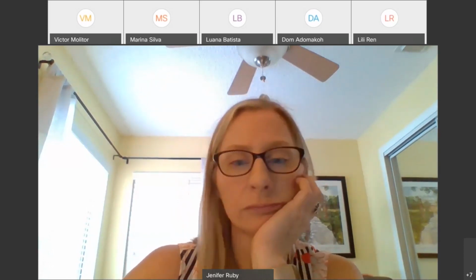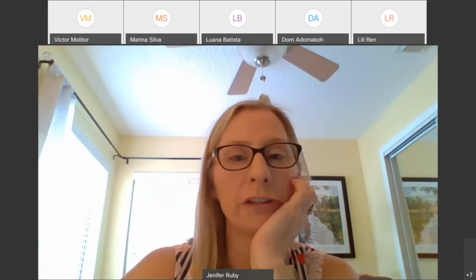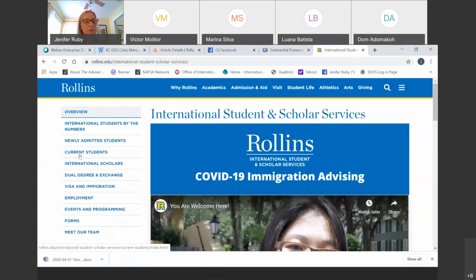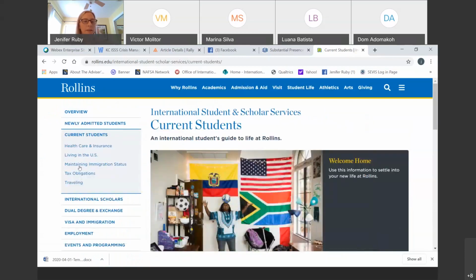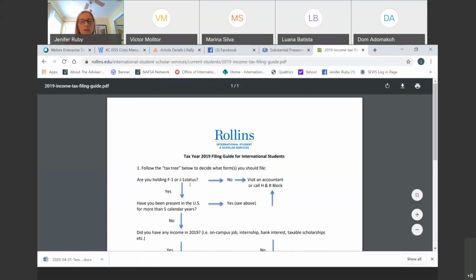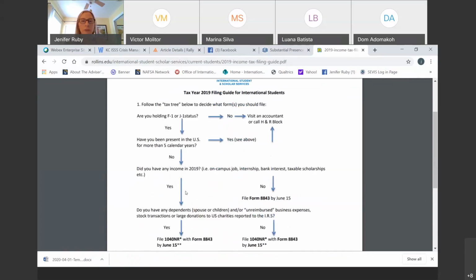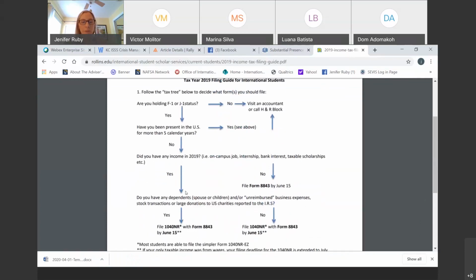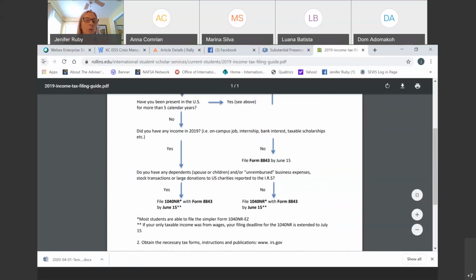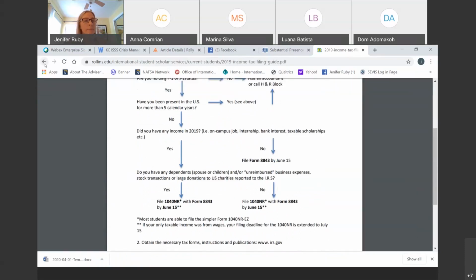Okay, so if you go to the International Student and Scholar Services website, under current students, I'm just going to navigate here with you, you'll see a link to tax obligations. So the tax filing guide will help you answer some questions. So are you holding F1? Yes, right? So you can work through that guide to figure out which forms to fill out. Okay, so that's one resource on our website.